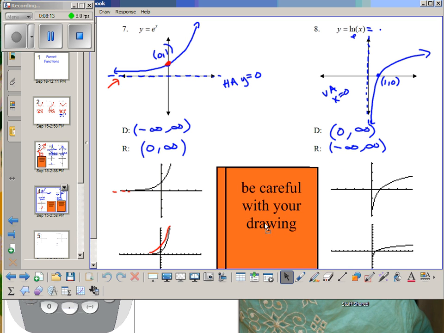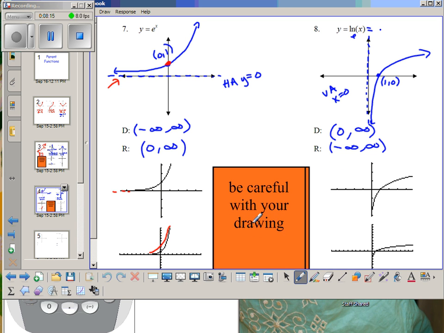And remember, if you're looking at your calculator, it's going to sort of trick you, and a lot of people think, oh, it just ends right there. No, no, no, no. It is asymptotic, and it keeps going down closer and closer to that asymptote.